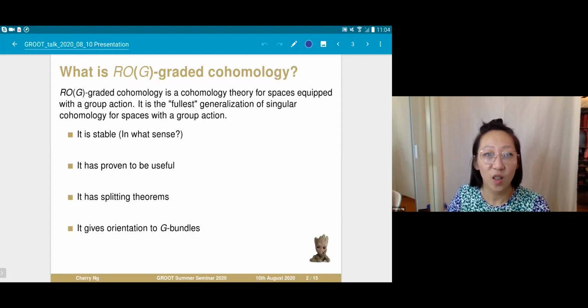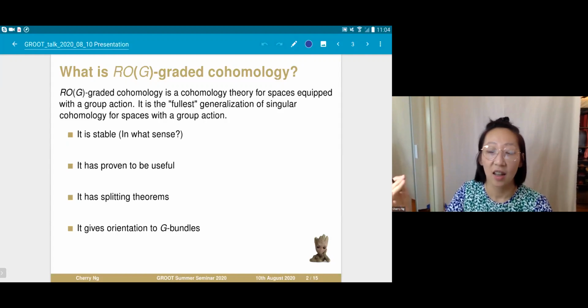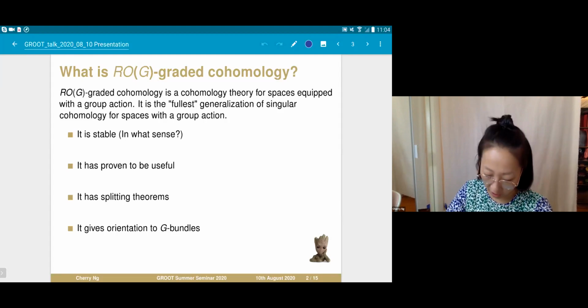Okay. Also, it has a really powerful splitting theorem, and it gives orientation to G-bundles.